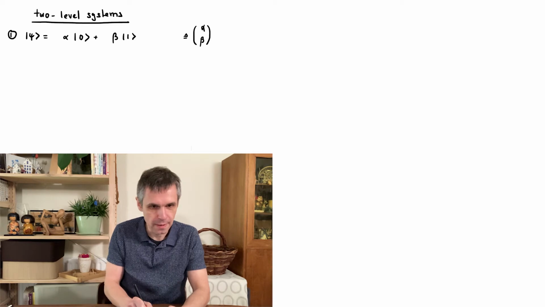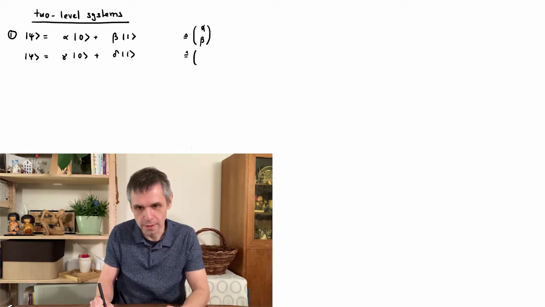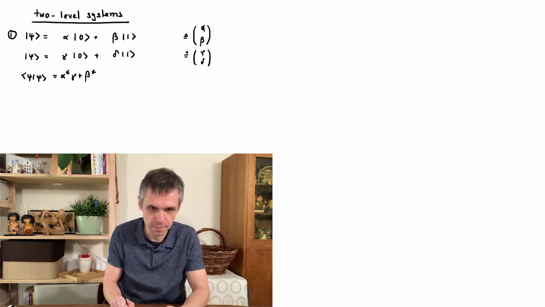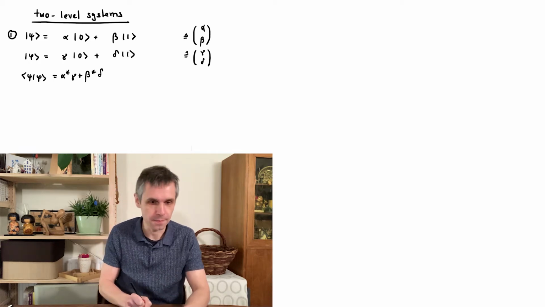We also need a scalar product, so let's define another state with coefficients gamma and delta corresponding to this vector here. And then the scalar product would be given by this expression. And when you insert there the examples of vectors as above, you get the same results as before.